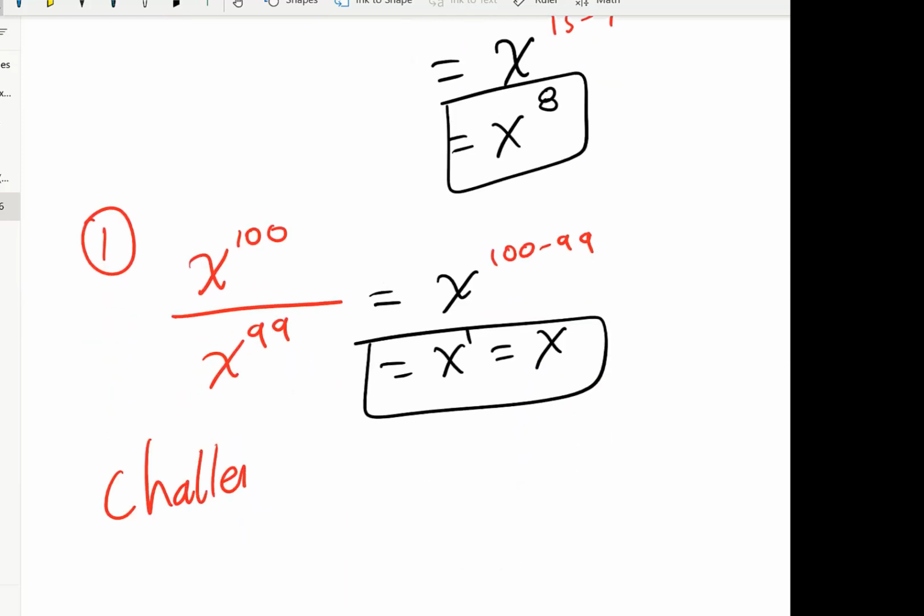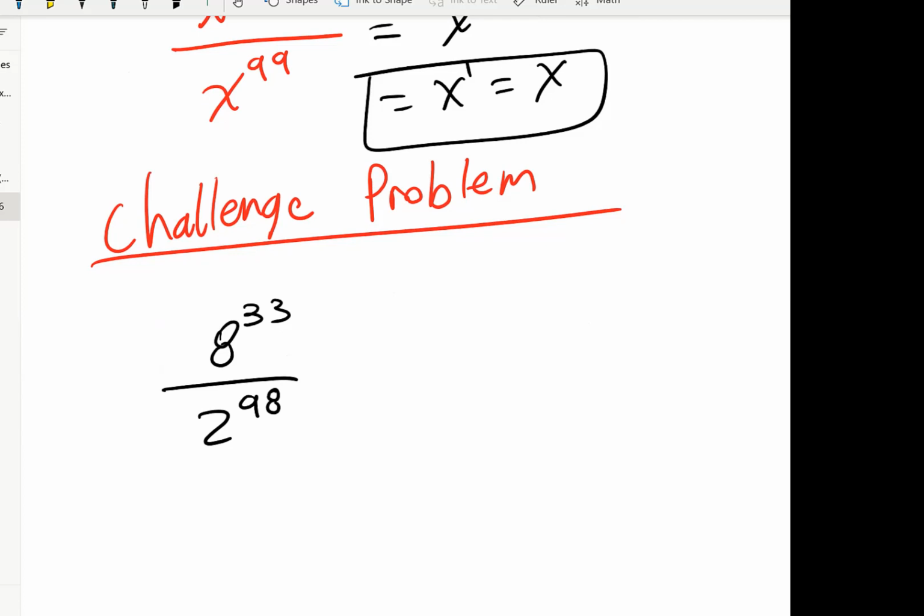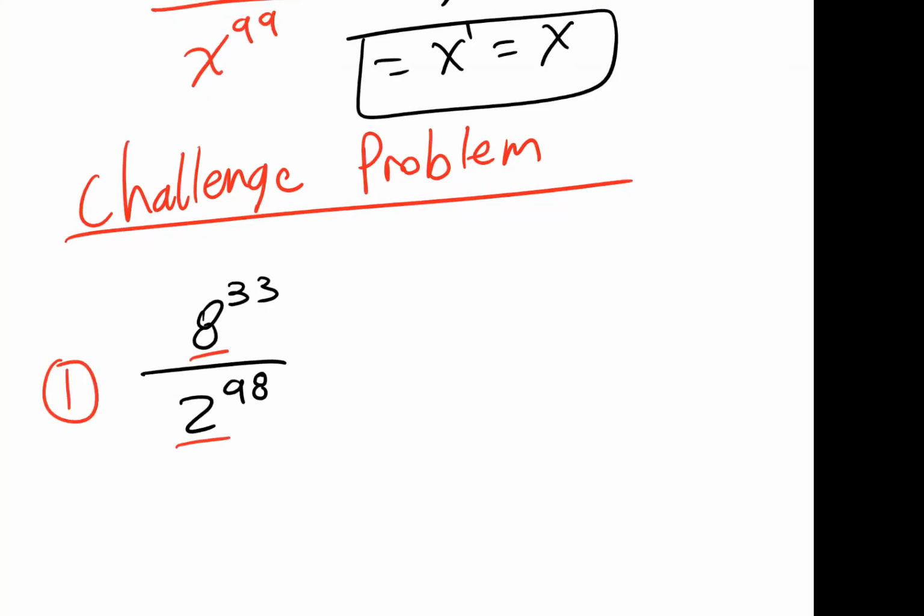Was that the challenge? No, this is the challenge problem, which is 8 to the 33 over 2 to the 98. The answer is smaller than 10. Here's the process of doing this one. You need to get the same base on the top and bottom. You need to get a 2. So is there any way of changing 8 into 2?